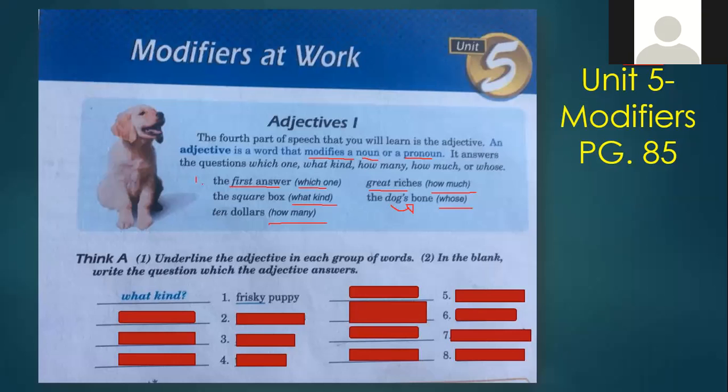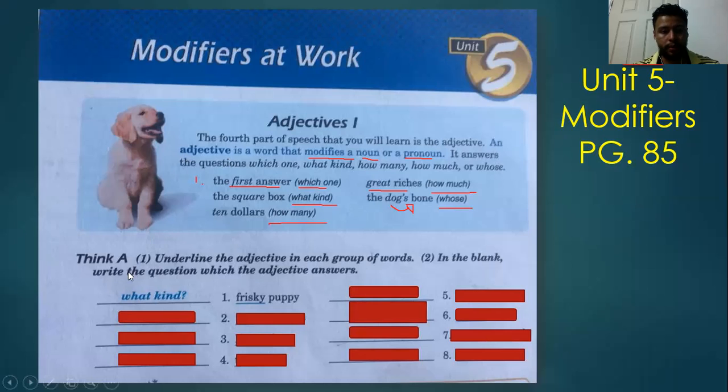Number two. Shouldn't it be whose? No, because in this case, they are modifying frisky. Frisky is juguetón. That word is an adjective, right? It's frisky, playful, in this case. What kind? Okay. What kind of puppy, in this case? Frisky puppy.